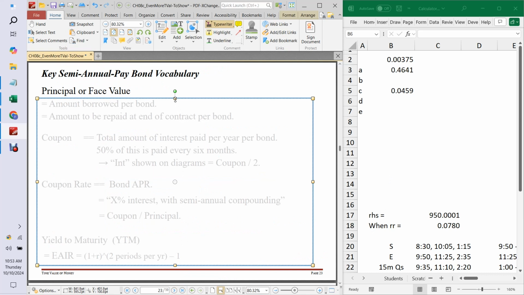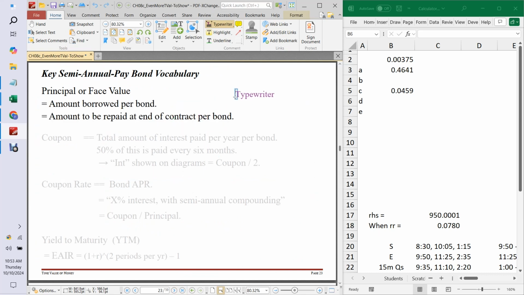All right, so let's do this vocabulary. So principal or face value, as we've seen, is the amount that the issuer borrows per bond, right? And it's also the amount that's going to be repaid at the end of the contract, along with the final interest payment.